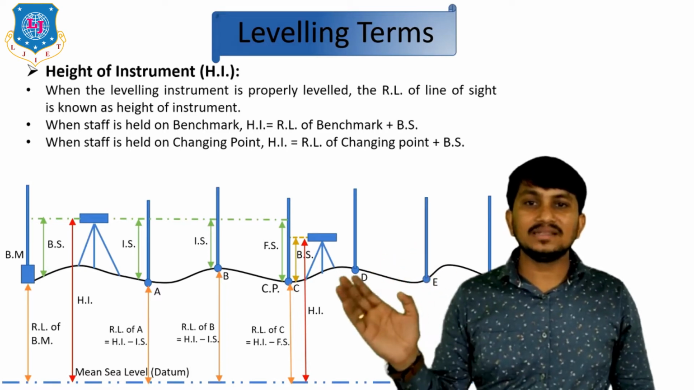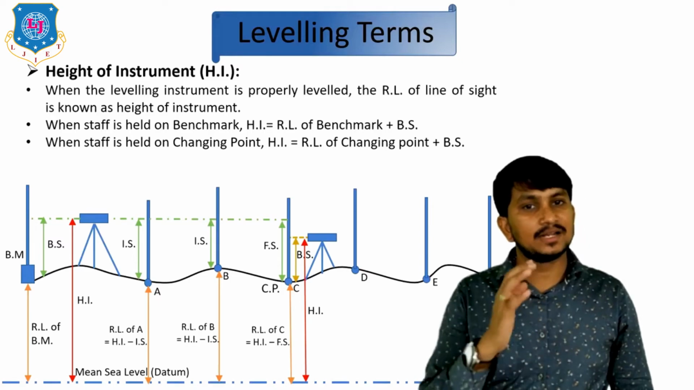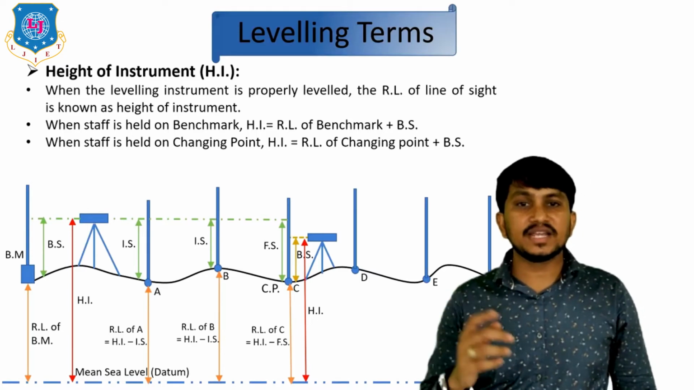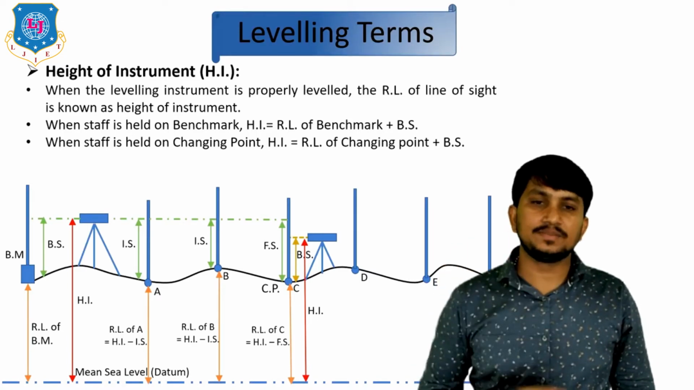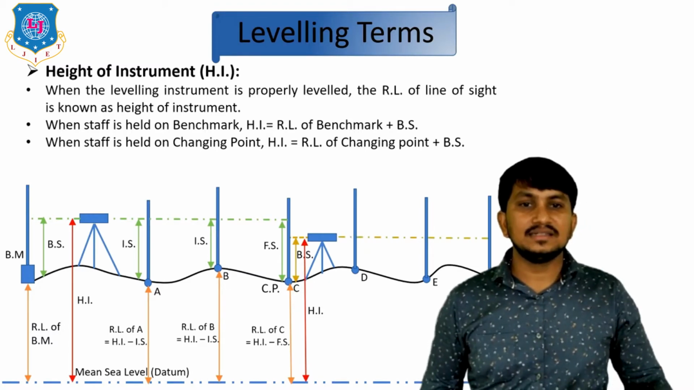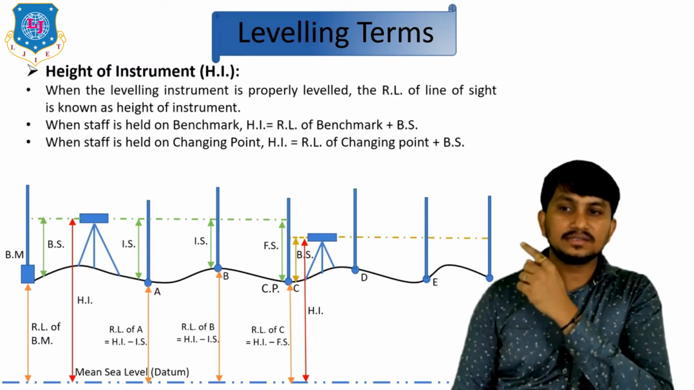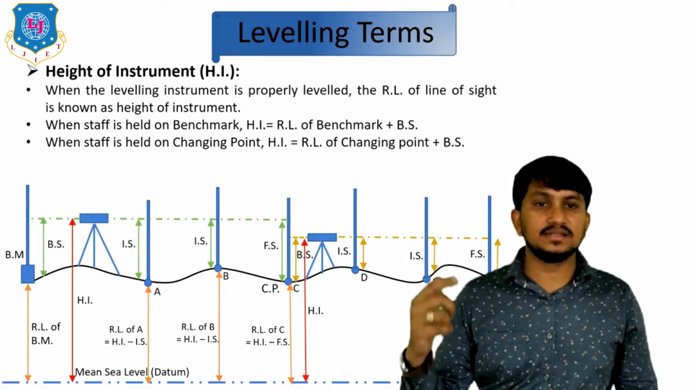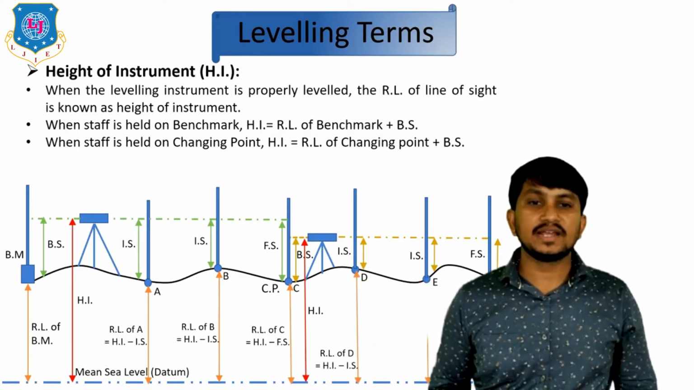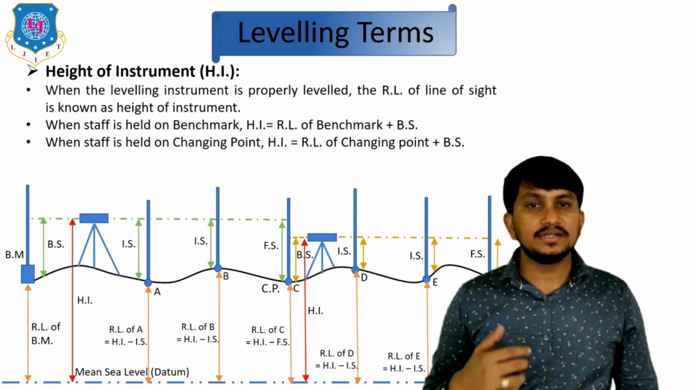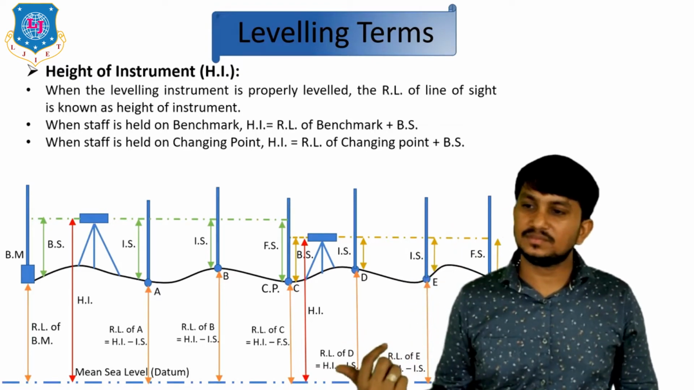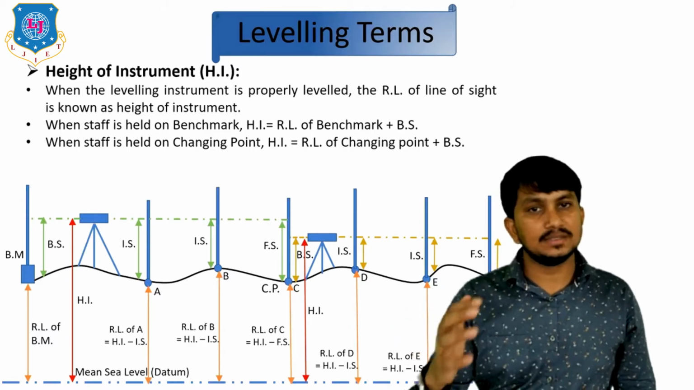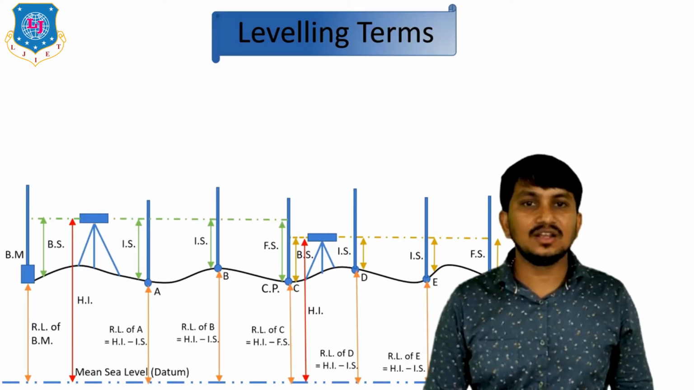Okay. So when the staff is held on a benchmark, HI can be found out by RL of benchmark plus BS. When the staff is held on a changing point like this, HI can be found out by RL of changing point plus BS. Okay. Next, the last staff reading, which is at F, is called FS. The intermediate staff reading between BS and FS is called IS. And we can calculate RL by deducting the staff reading from HI like this. This is how we can calculate RL of different points on the surface of the earth. That's all about leveling terms.